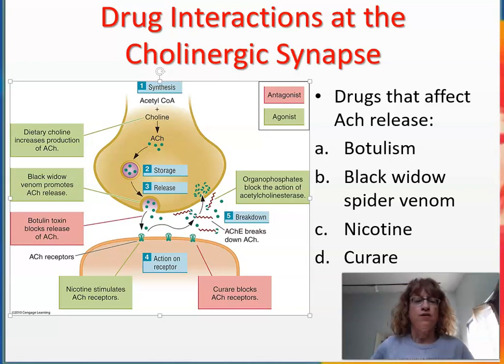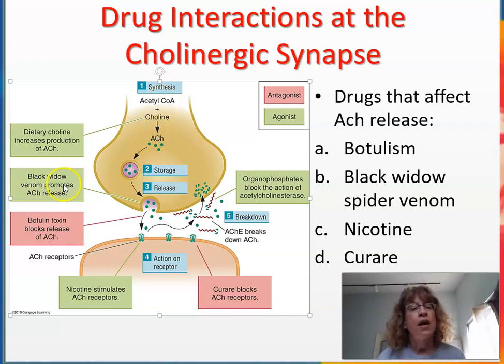So here is that original picture that I shared with you at the very beginning of the lecture. But let's go and talk about this: this is a cholinergic synapse. So it is basically a synapse that uses acetylcholine. So let's talk about an antagonist and an agonist for acetylcholine. One of the ways we make more acetylcholine is to eat the foods that are synthesized into acetylcholine.